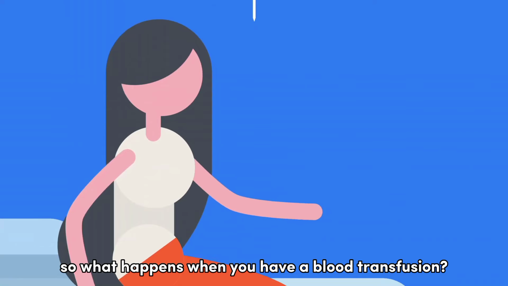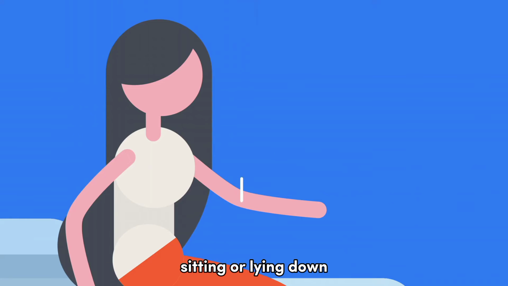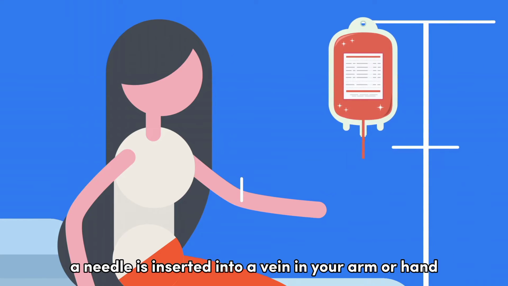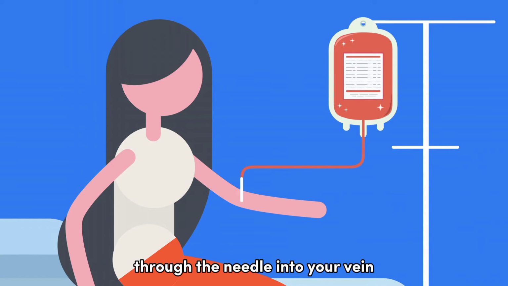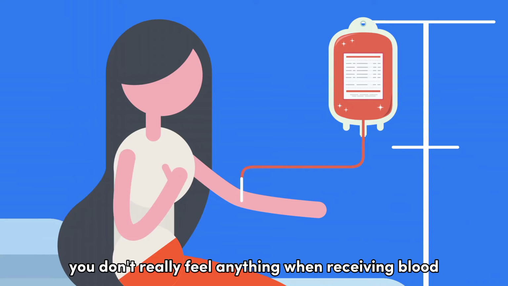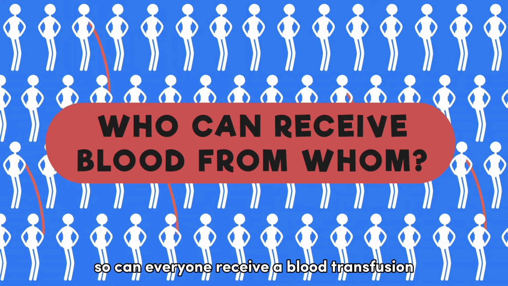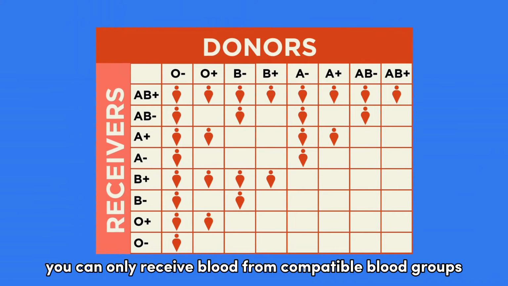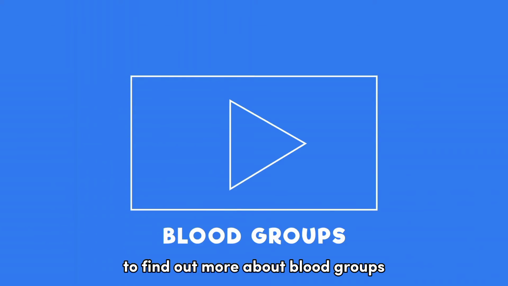So, what happens when you have a blood transfusion? A blood sample is taken to check your blood group. Sitting or lying down, a needle is inserted into a vein in your arm or hand. The blood then runs from the bag down the tube through the needle into your vein. You don't really feel anything when receiving blood, it can just take a little while. So, can everyone receive a blood transfusion from anyone else? No, you can only receive blood from compatible blood groups. To find out more about blood groups, watch this video.